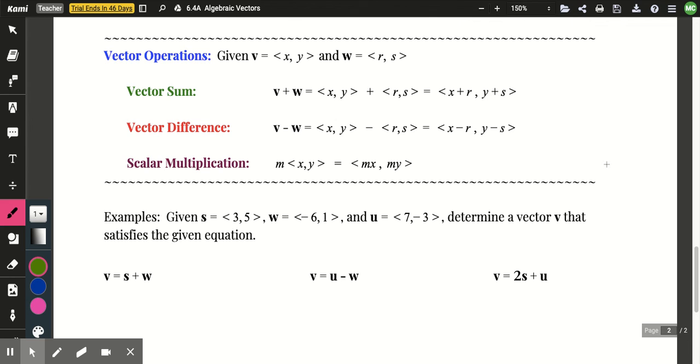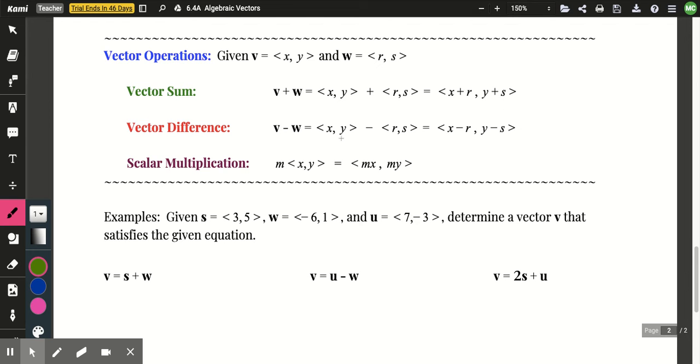All right, now we kind of touched on this previously as well, but if you have a couple of vectors, vector v is x, y, and vector w is r, s, you can sum those vectors. x, y plus r, s would be, the horizontal component would just be adding the horizontal components, and the vertical component would just be adding the vertical components.